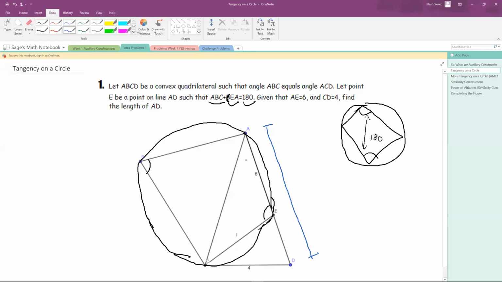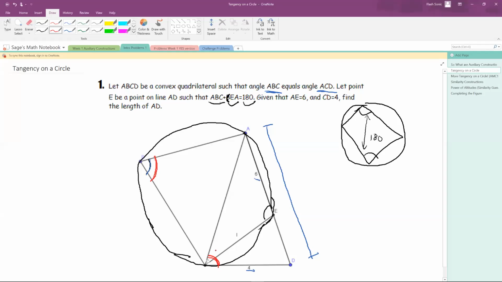Now that we know that quadrilateral ABCE is cyclic, we look at the rest of the things that we are given. We know that side AE is 6, as you can see right here, and side CD is equal to 4. However, we also realize at the beginning that angle ABC is equal to angle ACD. I'll quickly mark that in red so that it's easier to see.